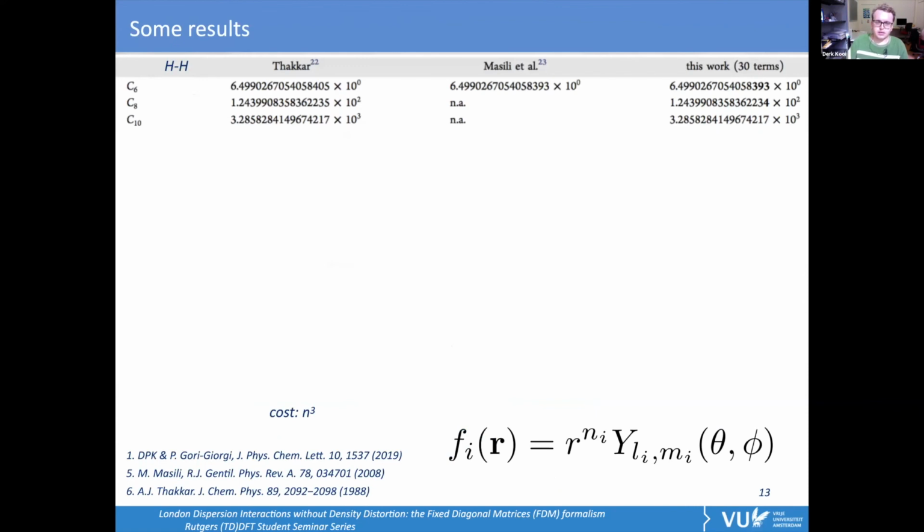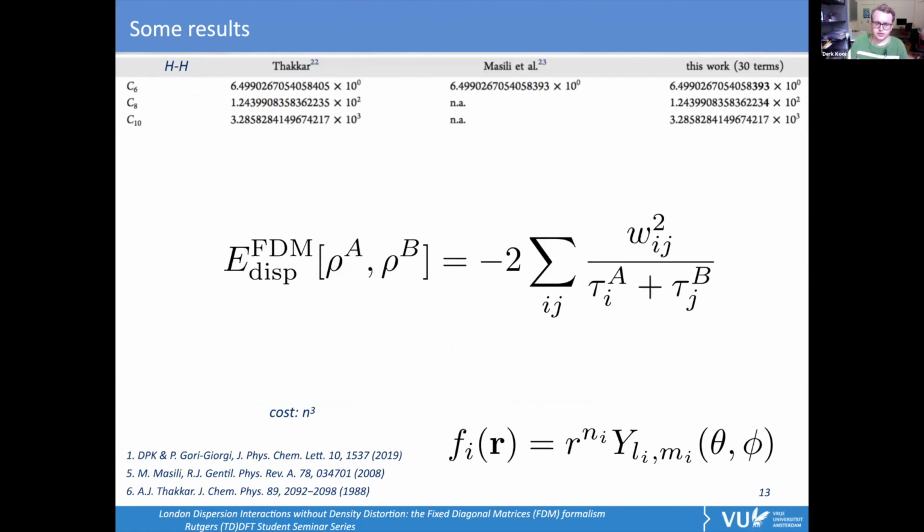So then, of course, you want to know that this works, right? So our FDM dispersion energy is then given by -2 times the sum of the interaction squared divided by the kinetic energy. And this is, of course, very similar to what you usually get in second order perturbation theory. So you have the matrix element of the interaction on top squared divided by the difference between the energy of the excited state.